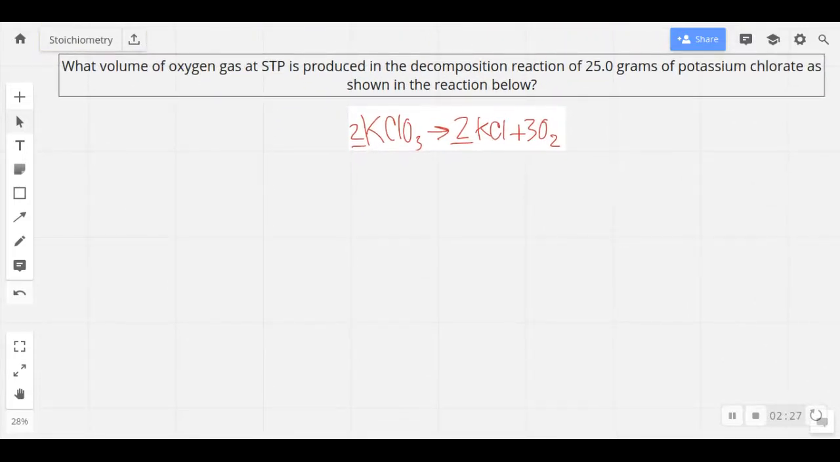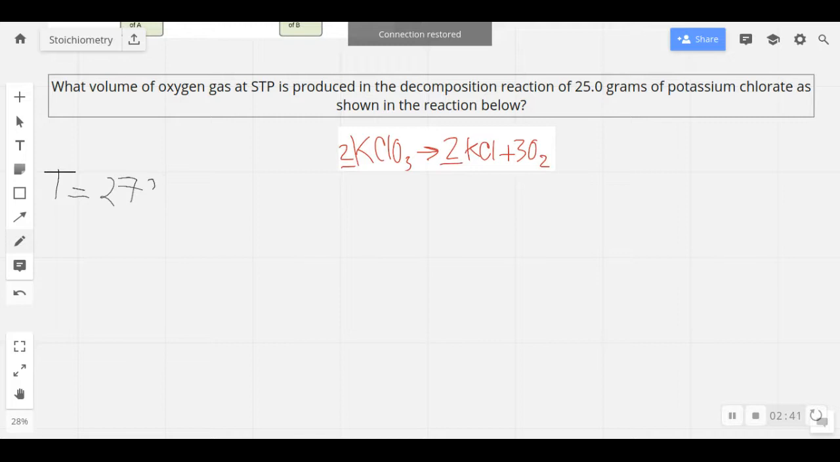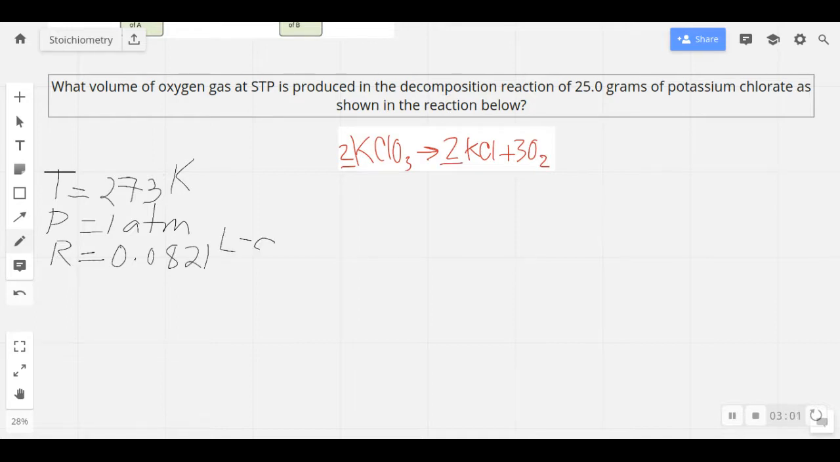So, let's start. We're given STP, in which the temperature is 0 degrees Celsius, or in Kelvin, it should be in Kelvin, 273 Kelvin. The standard pressure is always 1 atmosphere. Then, of course, it's better that you put the R so you won't forget. The gas constant is 0.0821 liter-atmosphere per mole Kelvin.